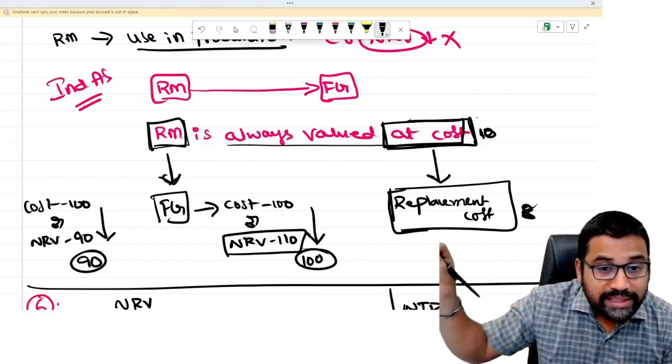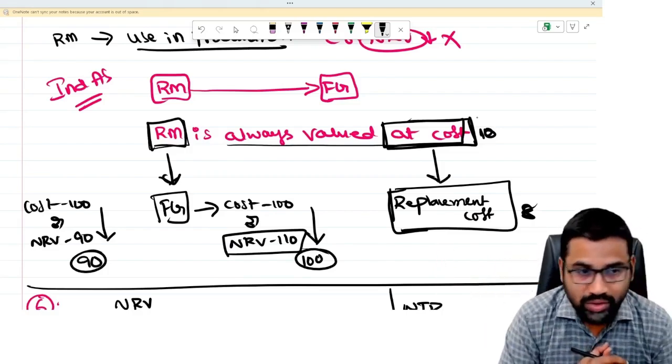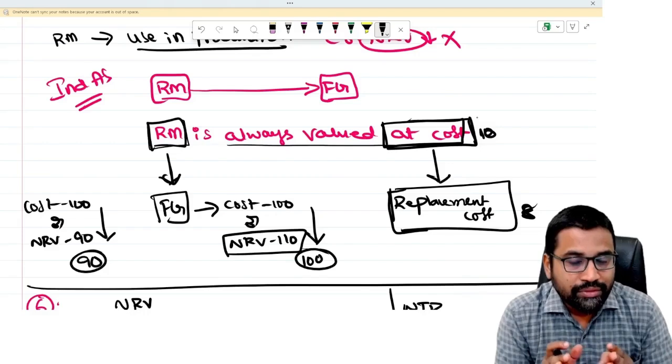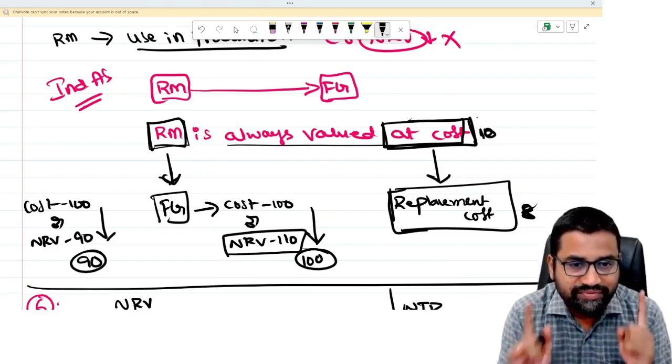Right now, if I want to purchase this raw material from the market, at what price will I acquire it? That is called replacement cost. So therefore, raw material is always valued at cost. This is the first principle.